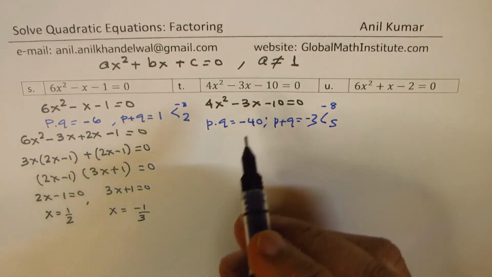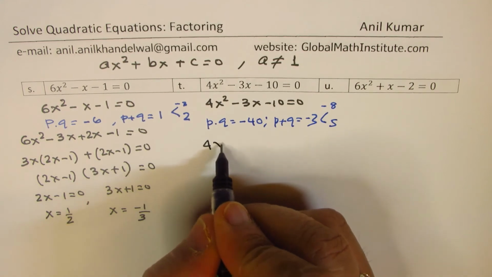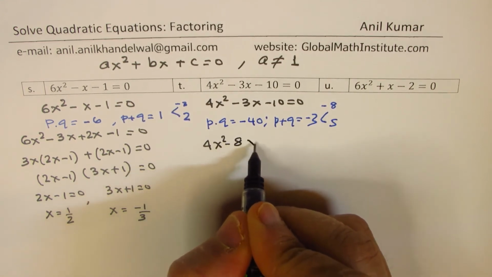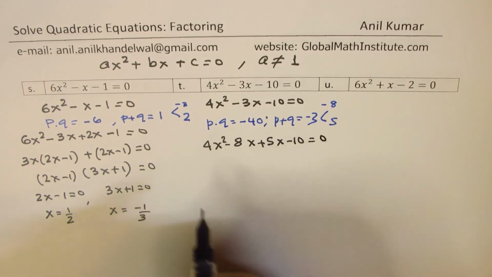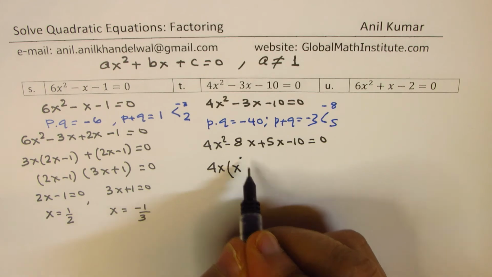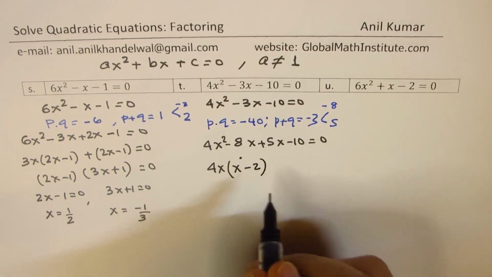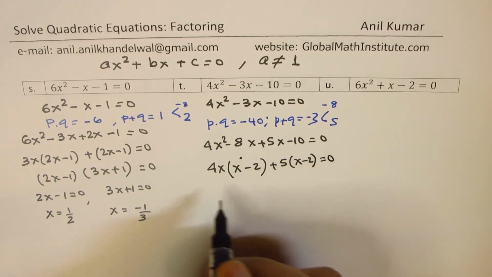So we'll split minus 3x in terms of 8 and 5. So we have here 4x squared minus 8x plus 5x minus 10 equals to 0. Now 4x is a common factor in the first two terms. So we get x minus 2. And here we have 5, x minus 2 as the other factor.